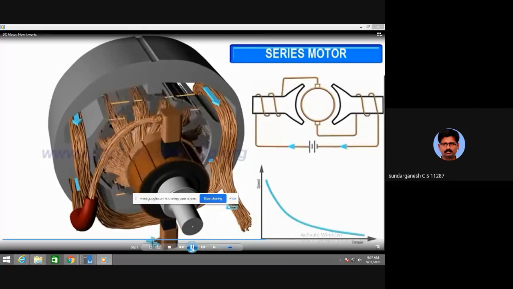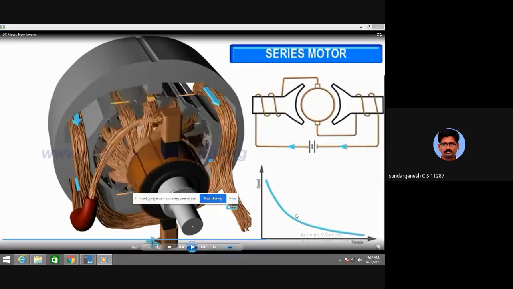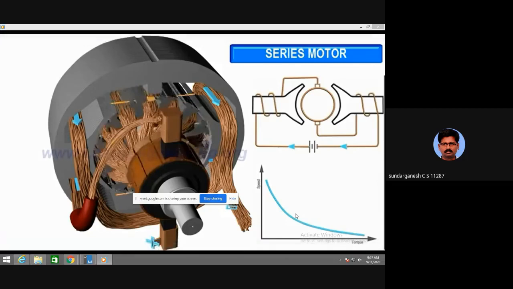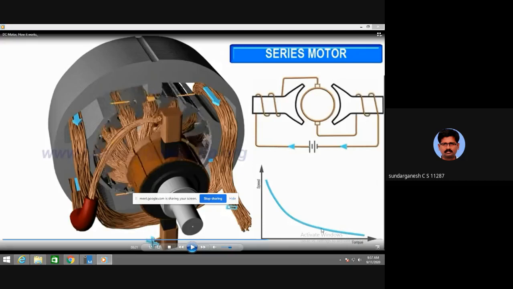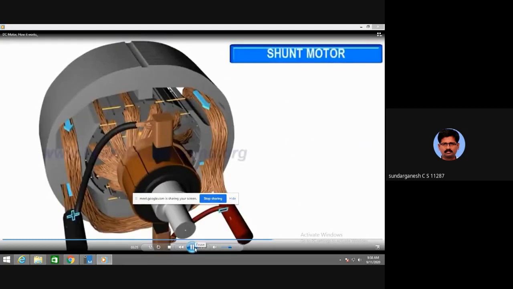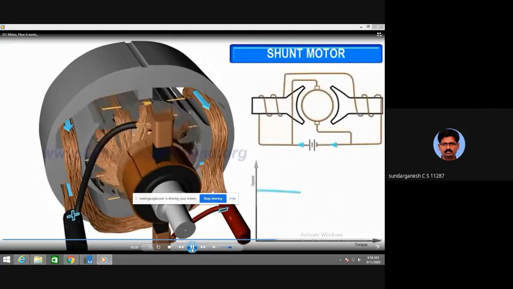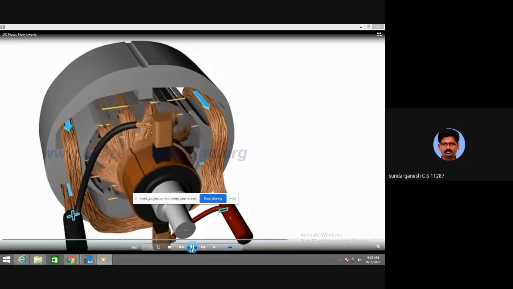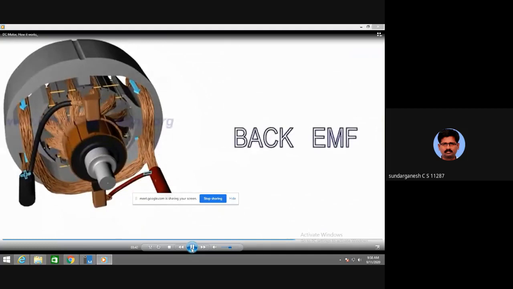This is a graph between speed and torque. If we increase the speed, torque will decrease. Speed and torque are inversely proportional in a series motor, but in a shunt motor it is different. In a shunt motor, if we increase the torque, the speed is almost constant. So a shunt motor is known as a constant speed motor. In a series motor, if we increase the torque, speed will decrease.